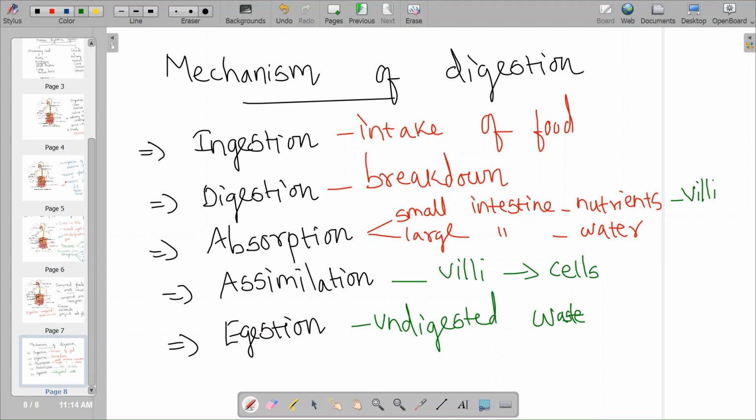So the mechanism of digestion involves ingestion, digestion, absorption, assimilation and egestion: intake of food materials, breaking them into the simplest form, absorption by the villi present in the small intestine. Absorption of nutrients takes place in the small intestine, and absorption of water takes place in the large intestine. The nutrients absorbed by the villi are supplied to all the cells and tissues for growth or repair of tissues.